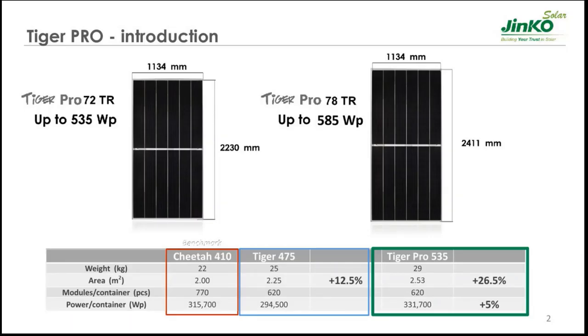So starting from the product itself, what are the new features, what is going to change? Well, in front of us, we have the two new products, which are the Tiger Pro 72 TR on your left and the Tiger Pro 78 cells TR on your right side. As you can see, in 2018, in the red block, we launched our Cheetah technology, which was up to 410 watt peak. It was a 72 cell technology, and it is still now our mainstream.